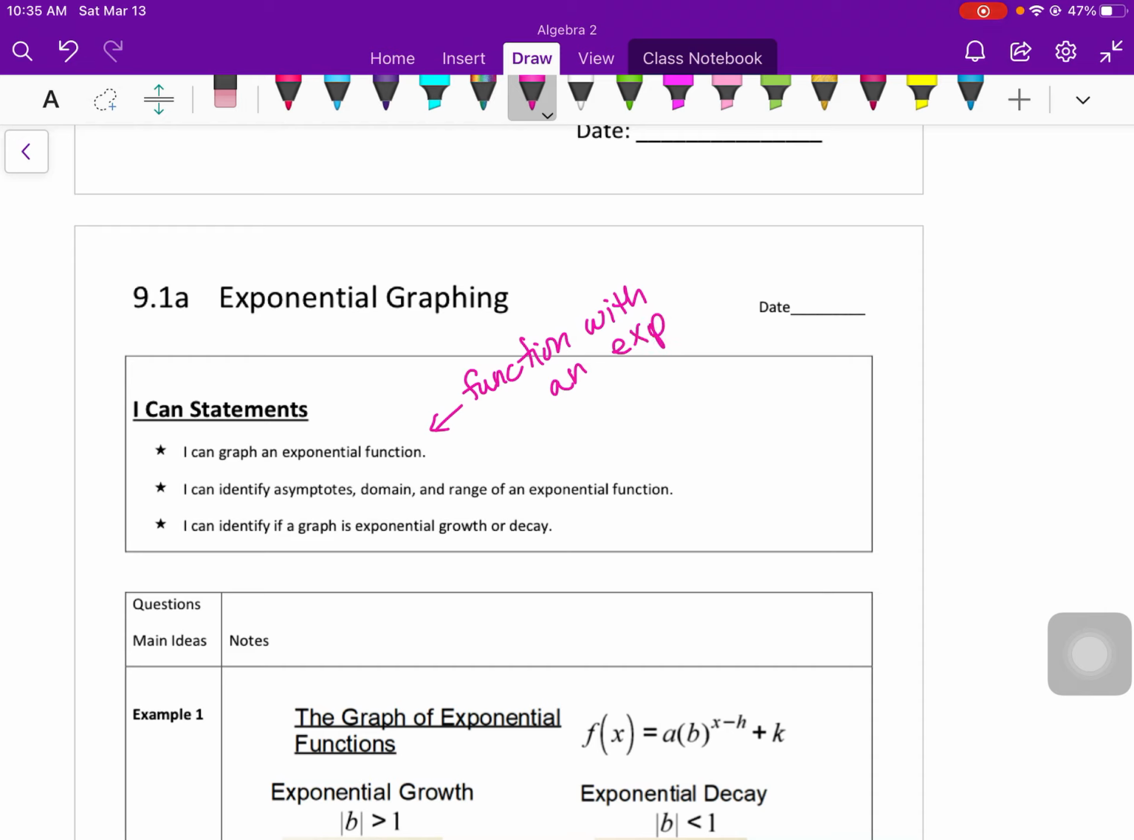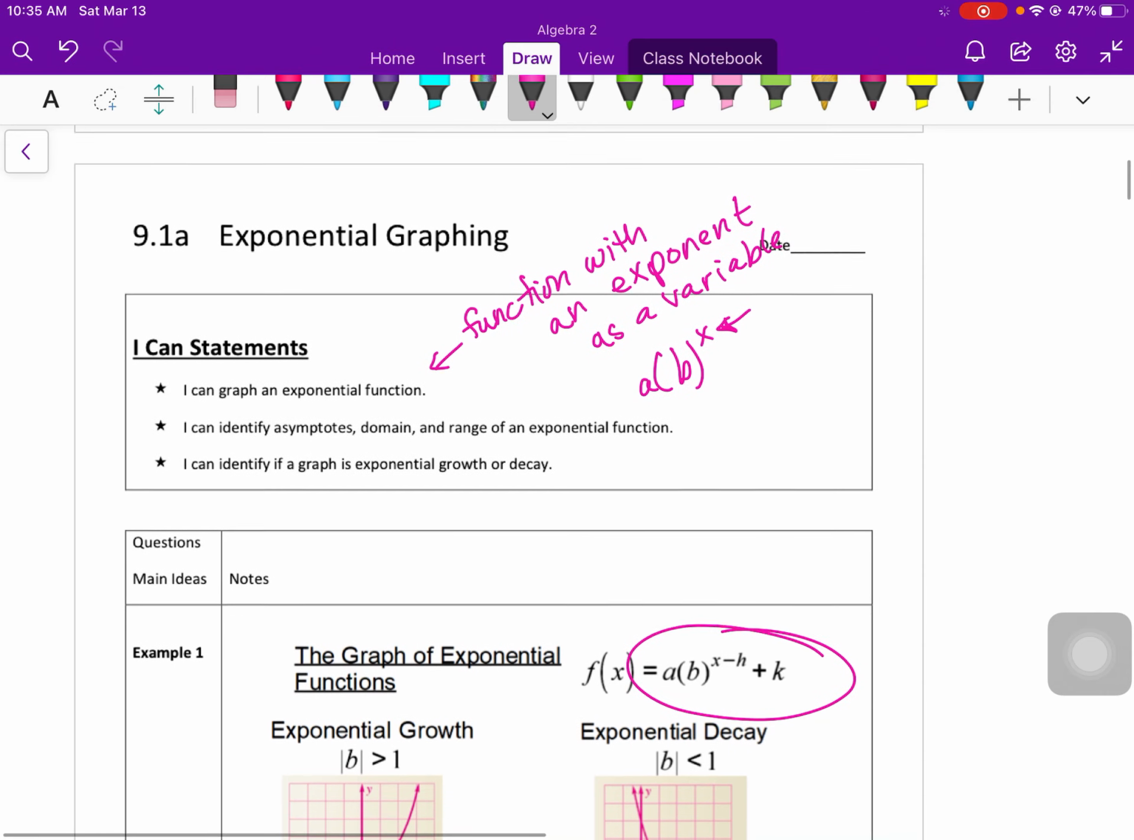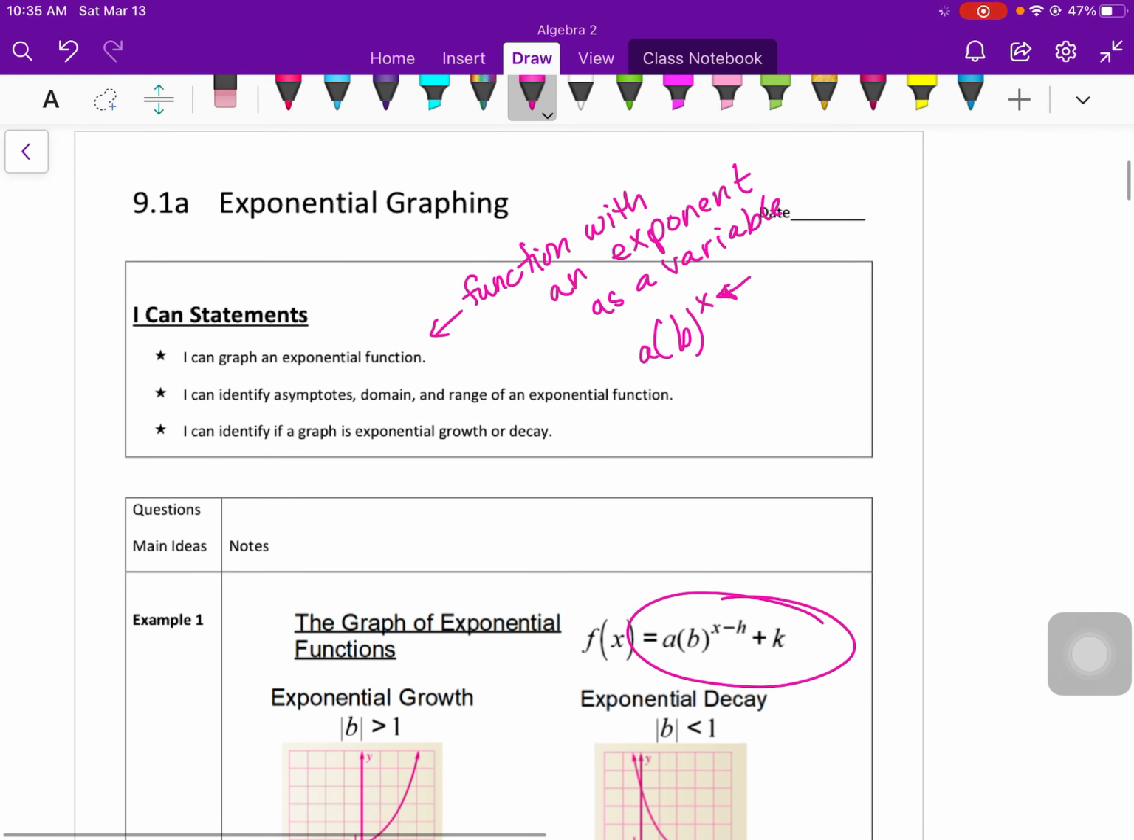So if you see, let's say, exponent as a variable, maybe that'll make more sense. So x would be our exponent. Say, here's our function here: a times b raised to the x power. That's what we're going to be looking at if it's raised to a variable power. We're going to identify asymptotes, domain, range, and exponential functions, and then we're going to identify if a graph is a growth or a decay.